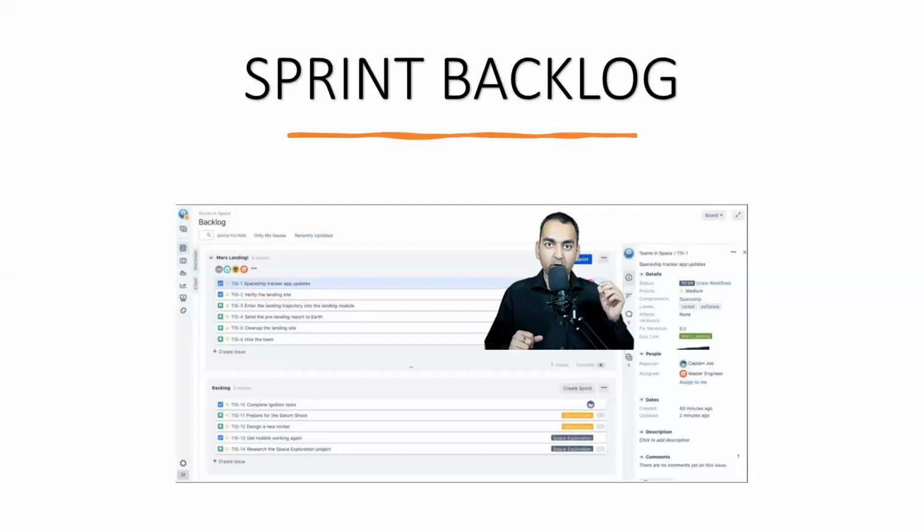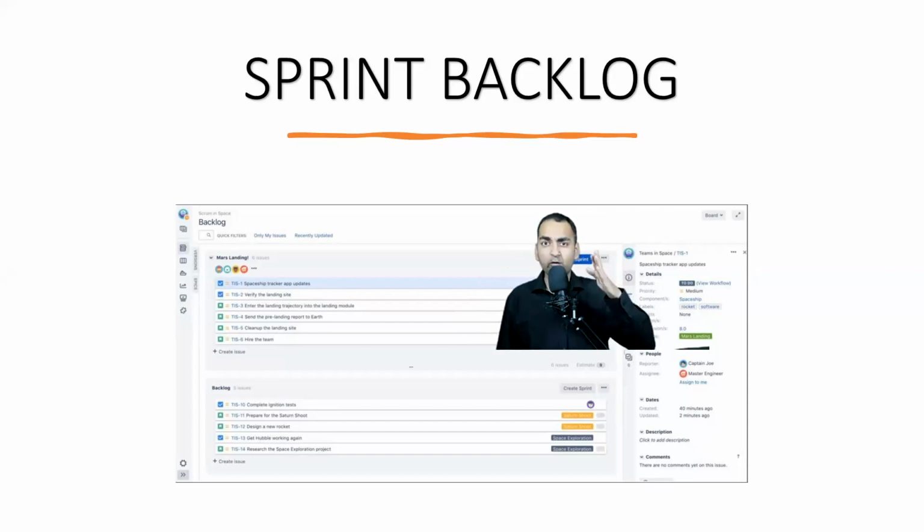Hello everyone. Today we will talk about the next artifact, Sprint Backlog. Sprint Backlog is a subset of product backlog. If you look at our case study in Sprint 1, we have picked up fan and kitchen furniture. So that is our Sprint Backlog for Sprint 1.